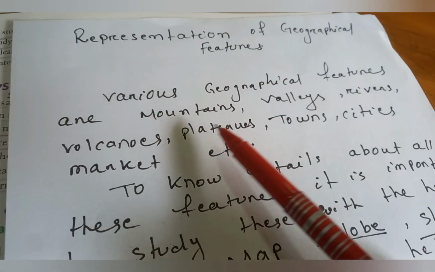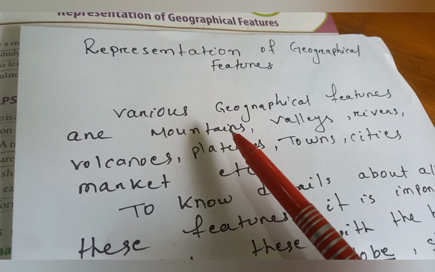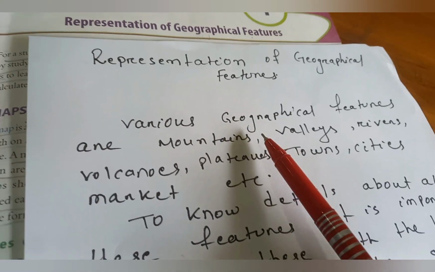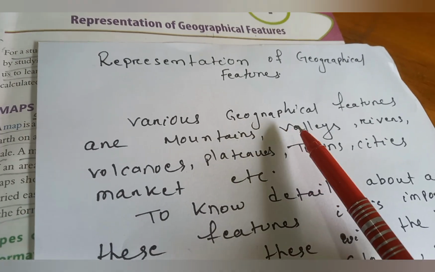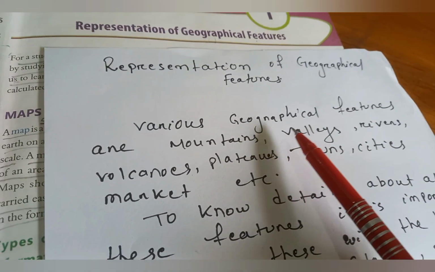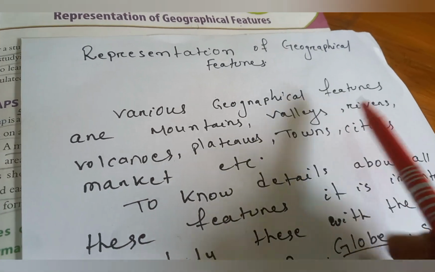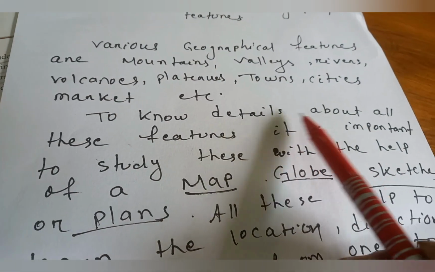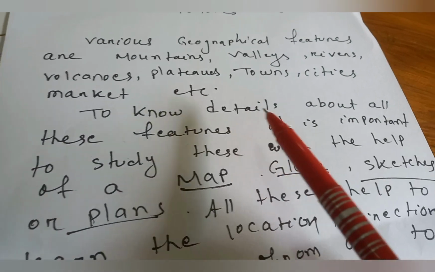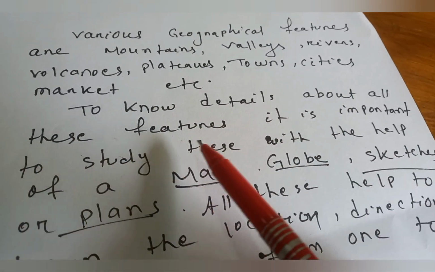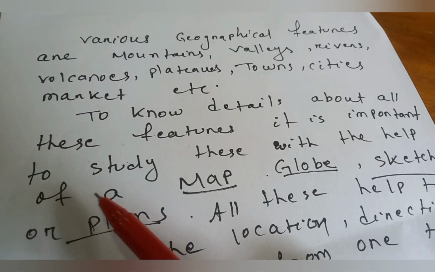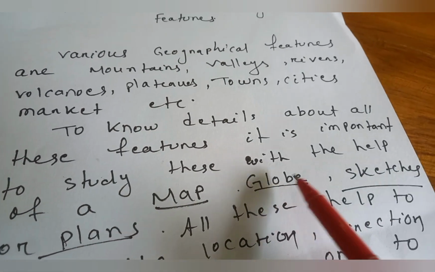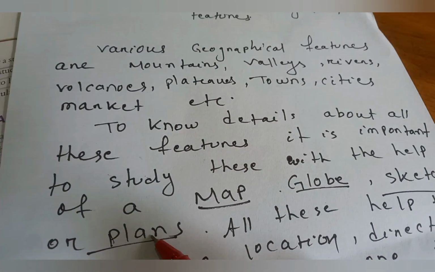The things which we find on the earth surface are known as our geographical features. They may be physical or may be political. So to know detail about all these features, it is important to study this with the help of a map or globe or sketches or plans.